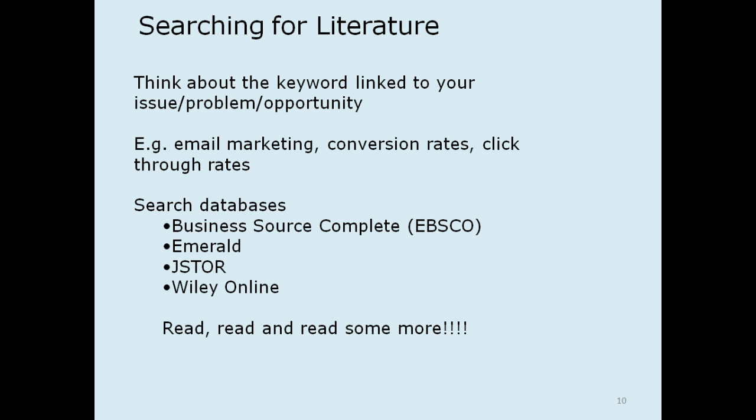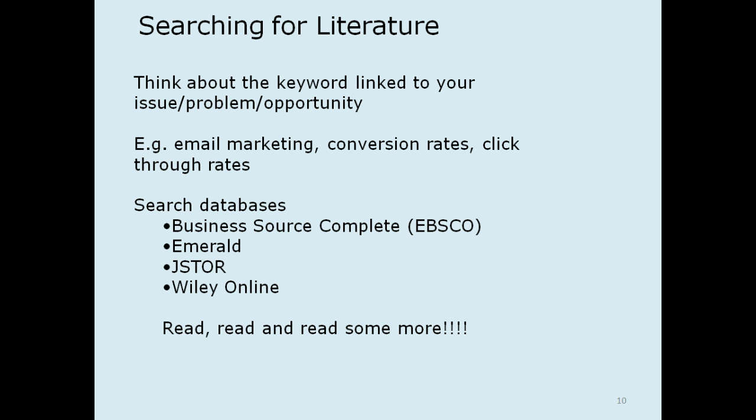So the first thing we need to do is make sure we have a clear definition of the issue, the problem, or the opportunity, the practical issue, problem, opportunity that we're trying to research. We've clearly defined that, we've justified it, saying that it's really important to this business or this industry. We've done that in previous sessions. Once we've got that done, we then need to think about what the key terms are. What terms could academics or other people researching this topic be using to write about it?